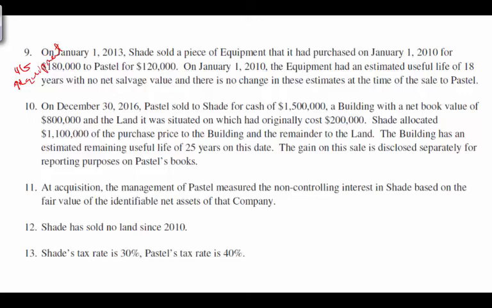Number 10. On December 30th, 2016, so that's 1 day before the date we're reporting on, Pastel sold to Shade for cash of $1.5 million, a building with a net book value of $800,000, and the land it was situated on, which had an original cost of $200,000. Shade allocated $1.1 million of the purchase price to the building, and the remainder to the land. The building has an estimated remaining useful life of 25 years on this date. The gain on the sale is disclosed separately for reporting purposes on Pastel's books. Here's our explanation of that gain on the 2016 income statement. We are dealing with a 2016 intercompany transaction. It is downstream from parent to sub, and it's a sale of land and building.